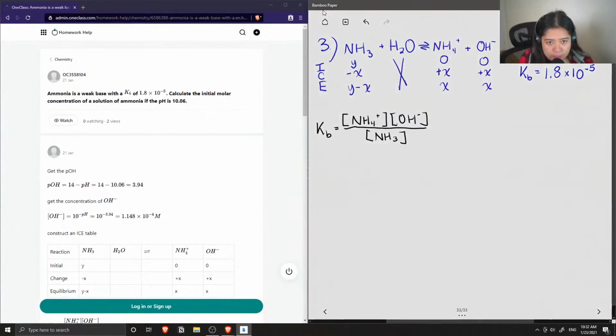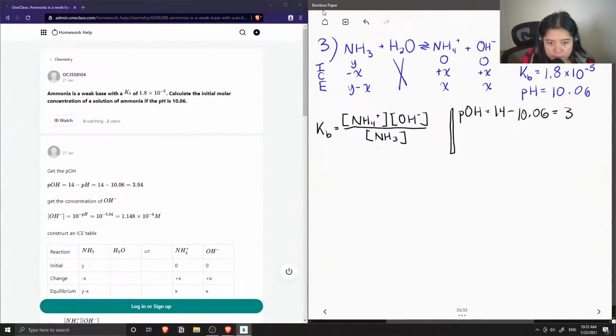So pH is equal to 10.06. So if we recall that pOH is equal to 14 minus pH, then we can solve for the pOH of this solution. So 14 minus 10.06 is equal to 3.94.